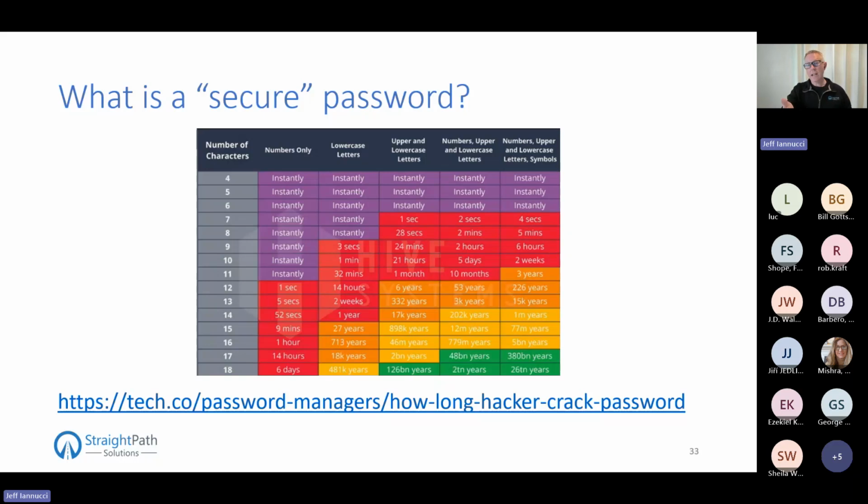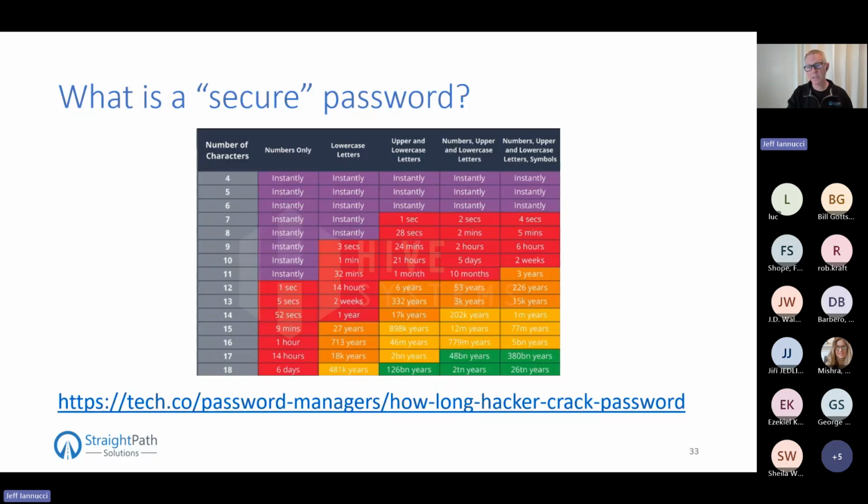But as soon as you start adding lowercase and uppercase letters and numbers, and combine those with symbols, look at that complexity. That now 11 character password goes from instantly to 3 years. So this is why you always see people like, hey, you need a complicated password. And you're like, how am I supposed to remember that? You definitely want to use passwords that are at least 12 characters, at least.